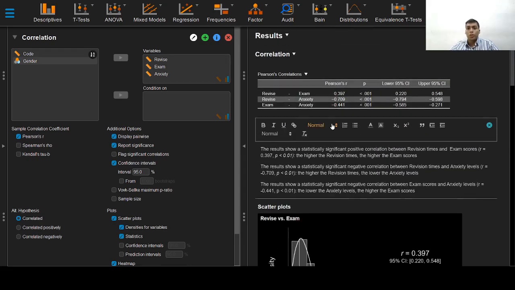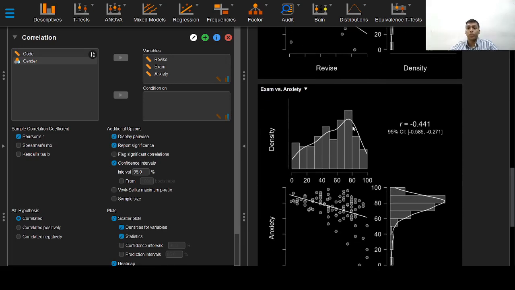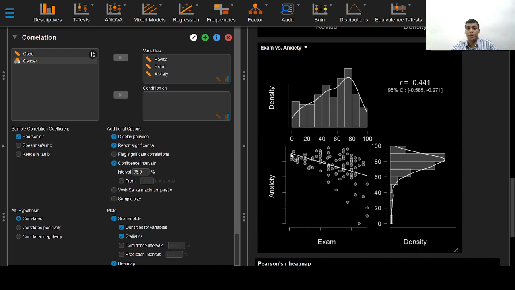So the third correlation shows a statistically significant negative correlation between exam scores and anxiety levels with an R value of negative 0.441 and a P value of less than 0.001. This means that the lower the anxiety levels, the higher the exam scores. This can also be seen in this graph right here.